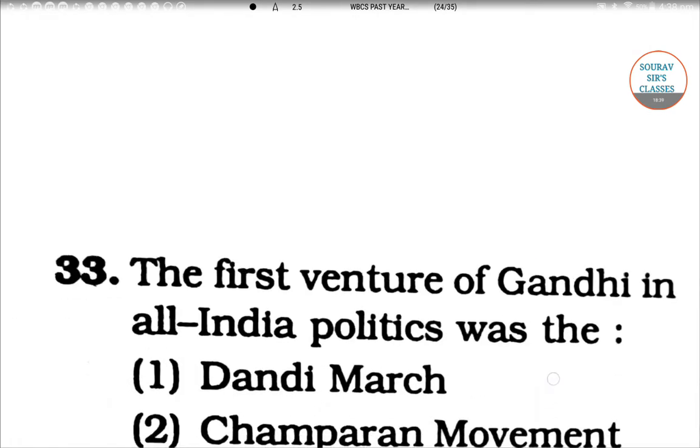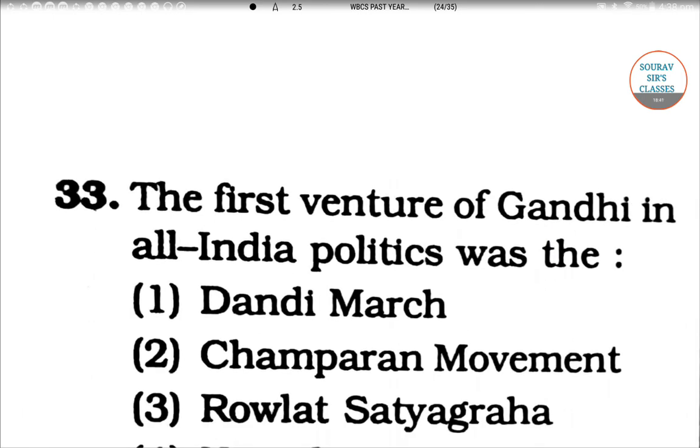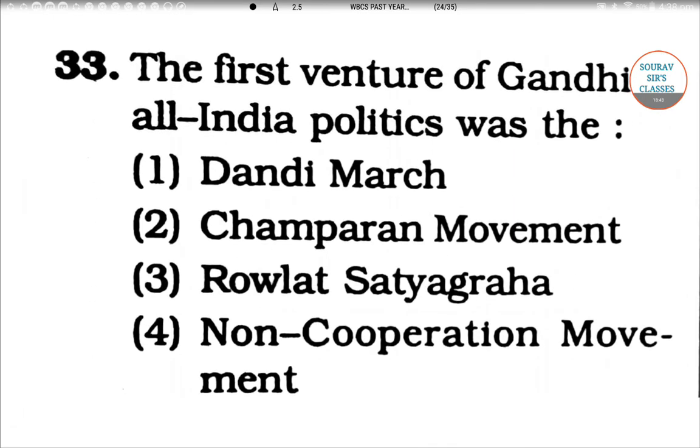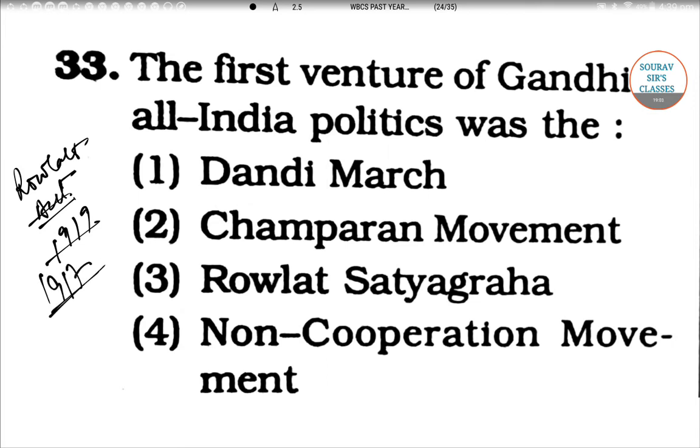The first venture of Gandhi in all India politics was the Dandi March, Champaran movement, Rowlatt Satyagraha, or non-cooperation movement. So Mahatma Gandhi's first great and widespread experience of Satyagraha in all India politics was the Rowlatt Satyagraha against the repressive laws known as the Rowlatt Act, in 1919. The Champaran movement was in 1917, in Bihar, with farmers. So the correct option is Rowlatt Satyagraha, option number 3. So we can write option 3 is correct.